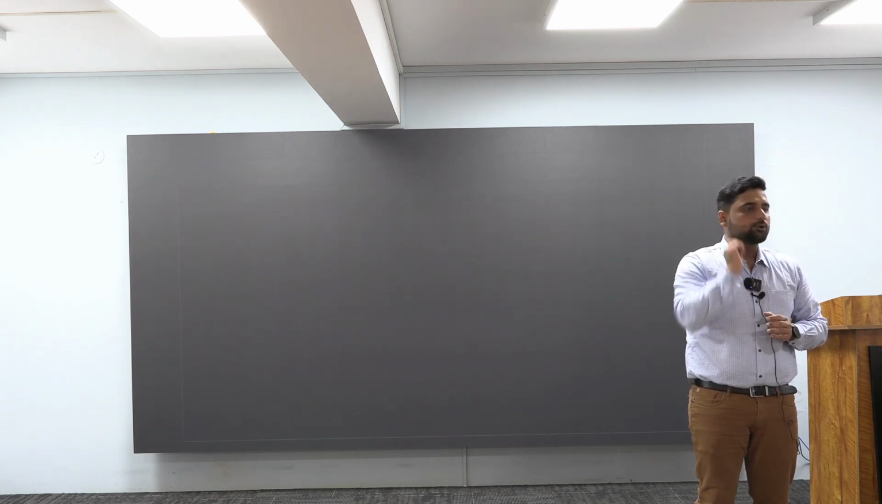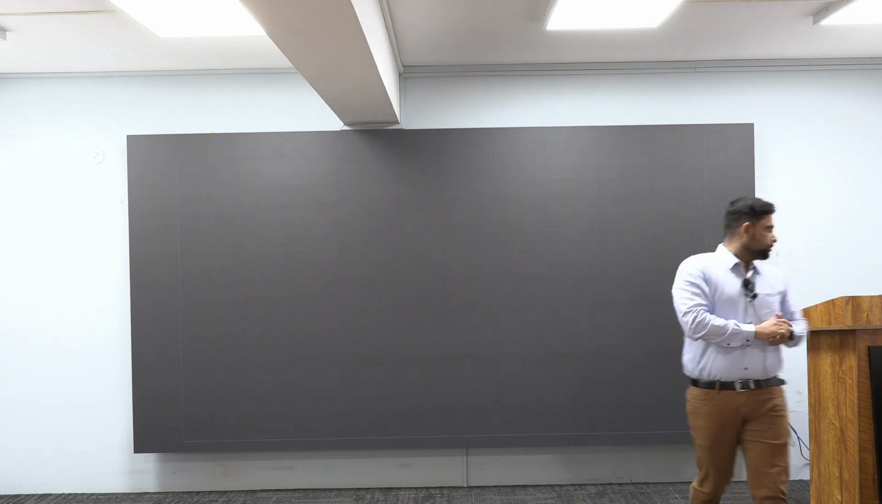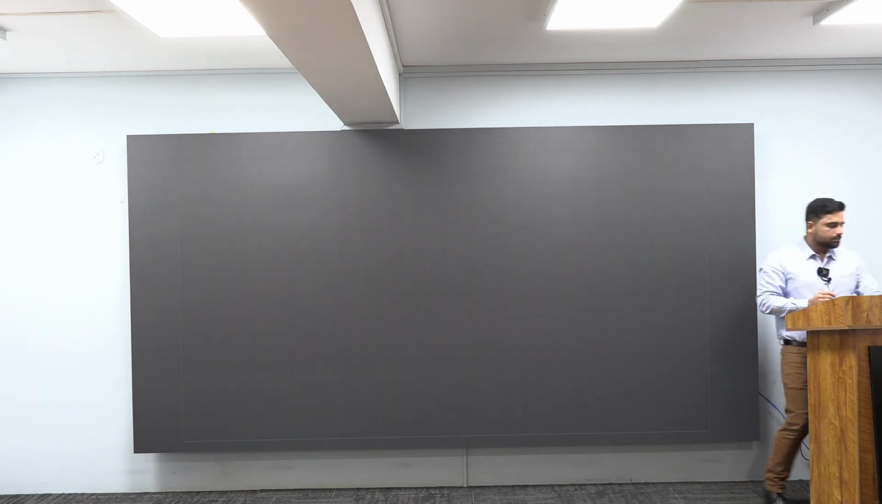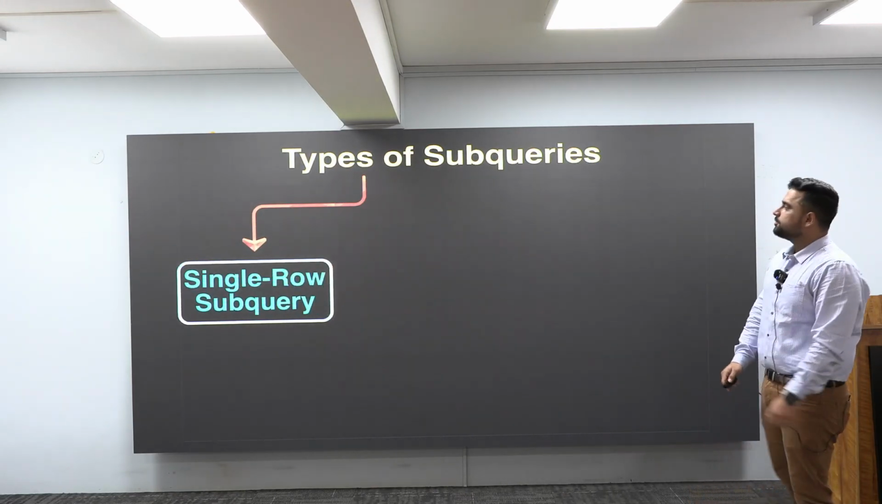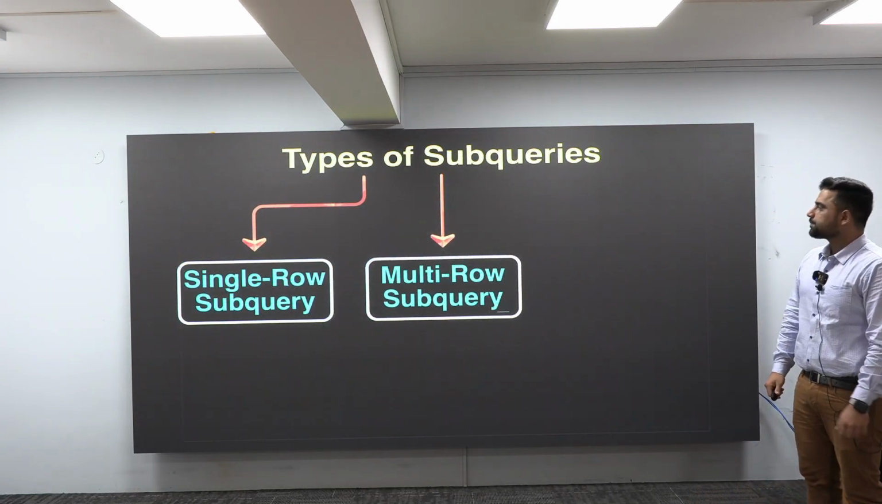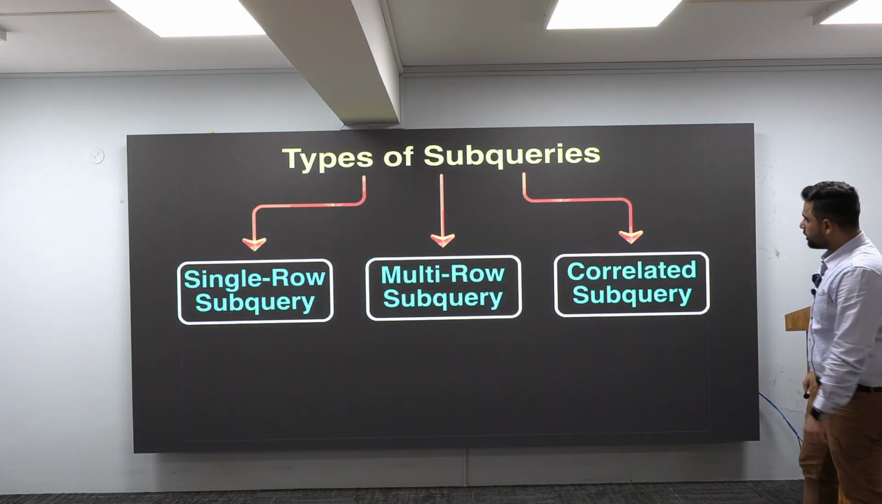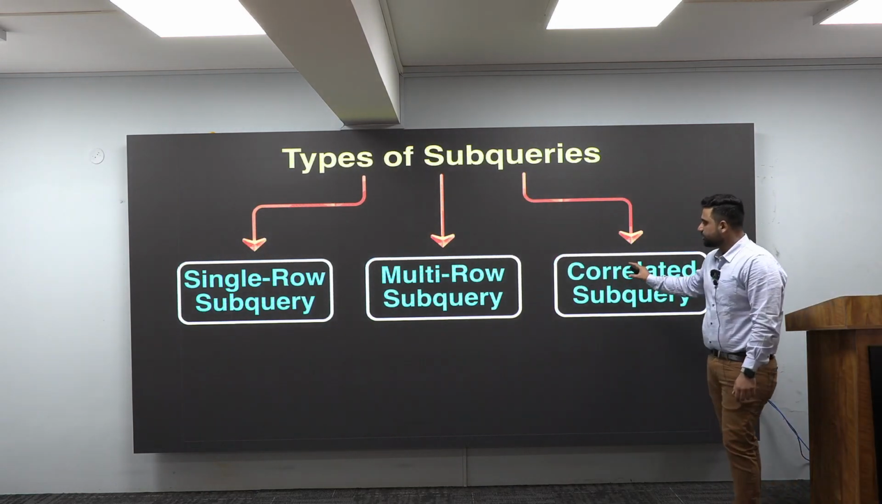What do you mean by single row subquery? When your subquery will only return one row, then we have to consider it as a single row subquery. What do you mean by multi-row subqueries? When your subquery will return multiple rows, then we have to consider it as a multi-row subquery. So please have a focus here. So types of subqueries, we are having single row, multi-row, and correlated. Today you will understand what do you mean by correlated subquery.